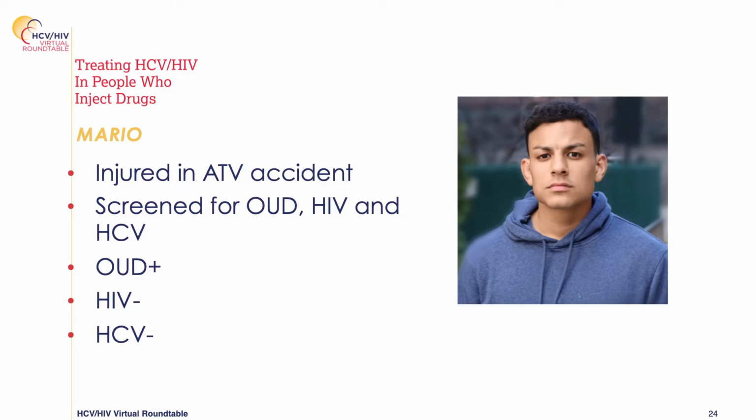We're going to continue now with the case of Mario. Mario is the gentleman who had the accident, was put on opioids for 6 months, and then was asking for early refills. So at that point, his physician used the screening tools we've just been talking about. What he found was that Mario was positive for opioid use disorder, but fortunately for Mario, had none of these infectious diseases. So what are the next steps?